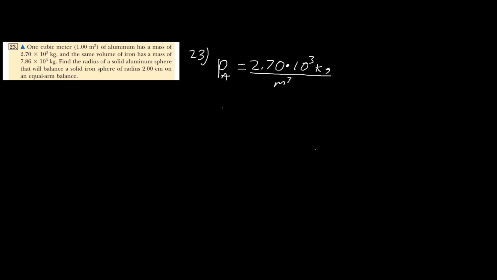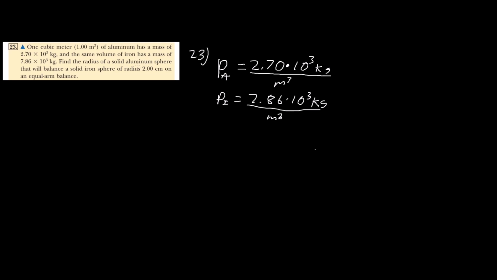And then the same volume of iron. So the density of iron has 7.86 times 10 to the 3 kilograms per meter cubic. Find the radius of the solid aluminum sphere that would balance out with the iron.